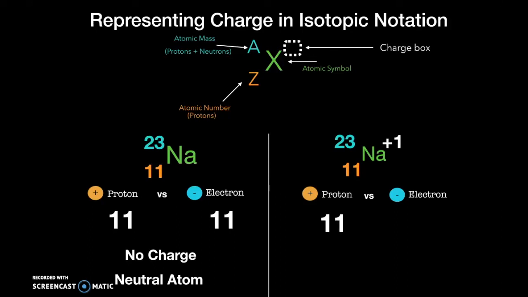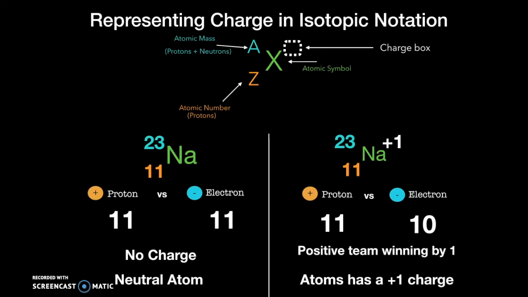In the example on the right side, you can see that our atomic number is 11, and that is how many protons we have in this example. And then the number of electrons is going to be determined by that charge. We can see that we have a positive 1 charge. What that means is that the positive team is winning by 1. And we know that our number of protons can never change because that's our atomic number. So sodium is always going to have 11 protons. Therefore, our number of electrons has to be 10 in order for the positive team to win by 1. Overall, that means that our charge is going to be positive 1.